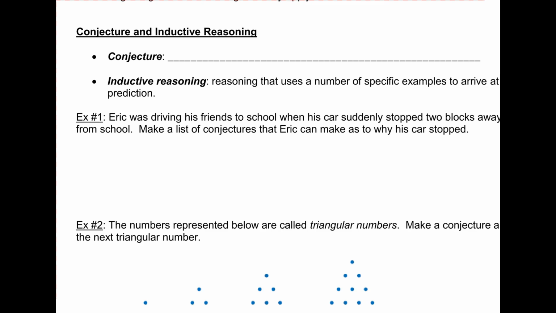What is a conjecture? Do we know? Any ideas? Do you guys have an educated guess what conjecture means? Conjunction, when things are together. A conjecture is an educated guess. I asked you if you had an educated guess what conjecture means. Do you have a conjecture what conjecture means? Conjecture is an educated guess.